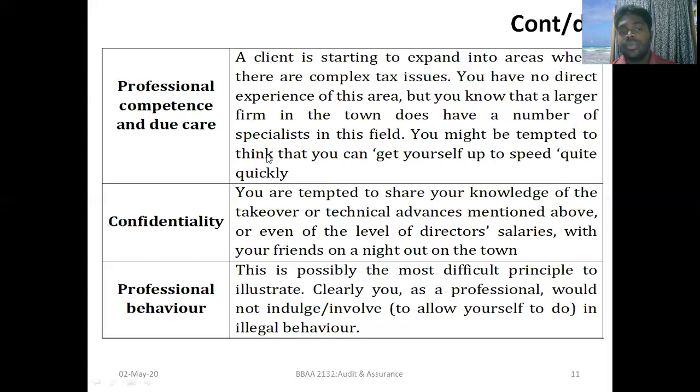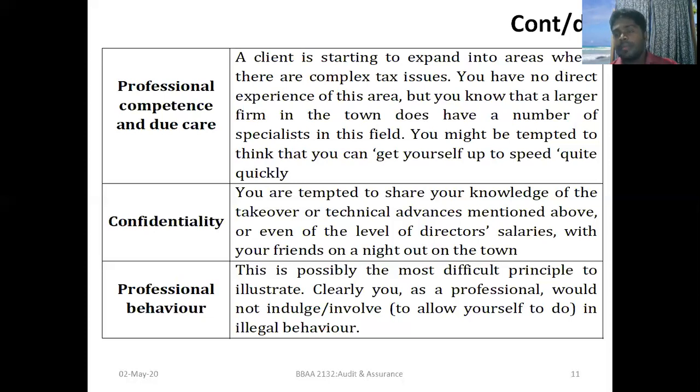You might be tempted to think that you can get yourself up to speed quite quickly. This is not nice. The situation clearly says you have no direct experience. At the same time, another firm has a number of specialists in the particular area. So you can't say you might be tempted to think you can get yourself up to speed quite quickly. You can't think so. Within 2-3 months I will get familiar with these areas, then I can do the audit.